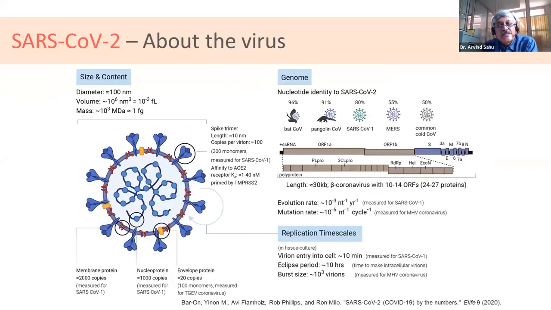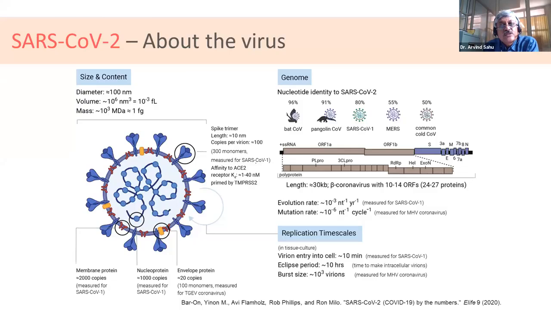So what about the virus? How does it look? As I said, the name coronavirus itself means that it has crown-like spikes. These spikes are basically trimers of spike protein. The peculiar thing is that the affinity in this particular virus, SARS-CoV-2, is very high. It's in the nanomolar range, from about 40 nanomolar, which is much higher than the earlier SARS-CoV-1. So this is one of the reasons why it infects so well.